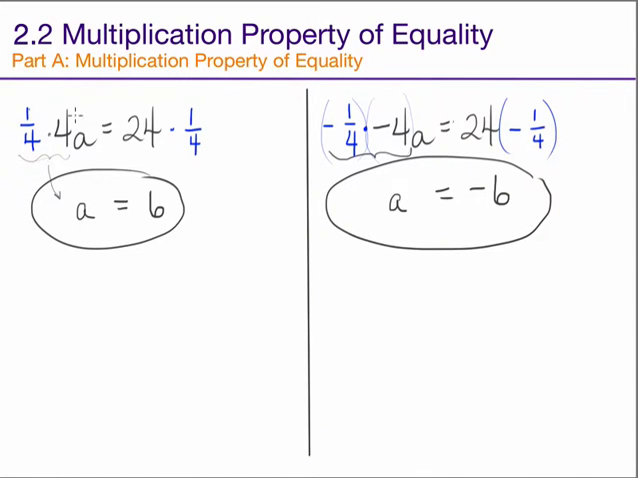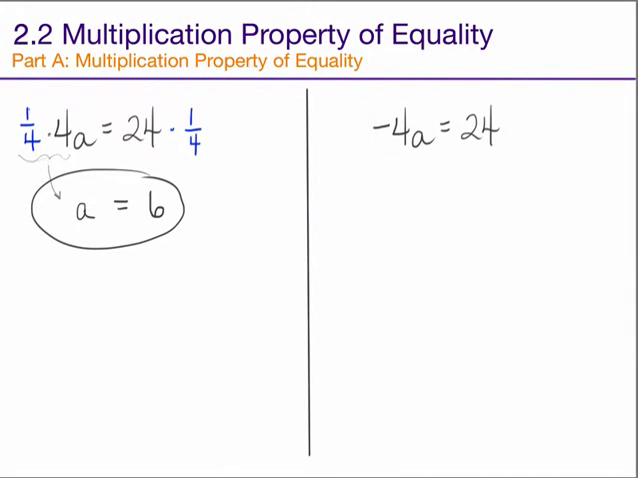What was the difference? In this question, I was multiplying 4 by a, so I undid that multiplication by multiplying by positive 1/4. In this question, I was multiplying negative 4 by a, so I undid that multiplication by multiplying by negative 1/4.